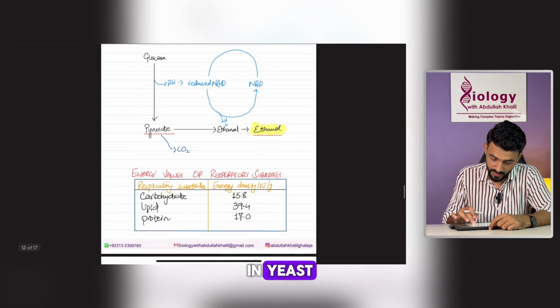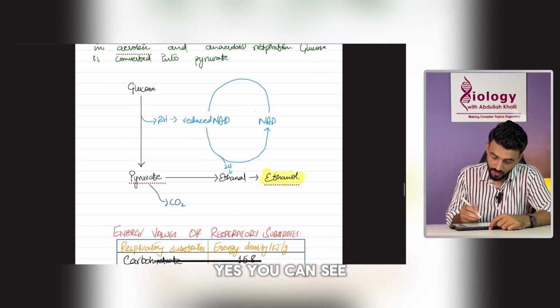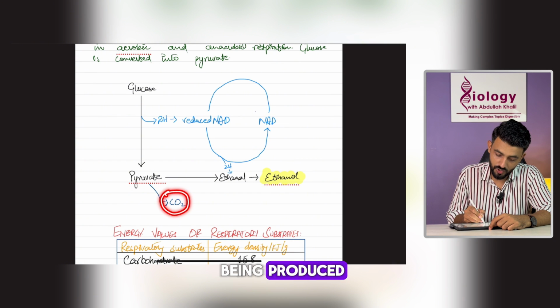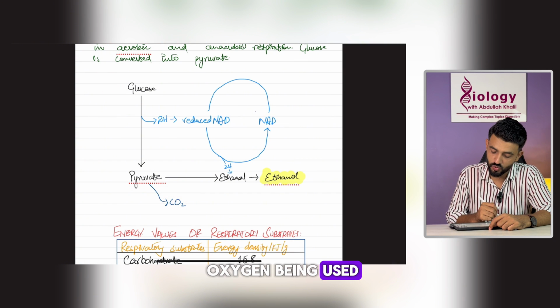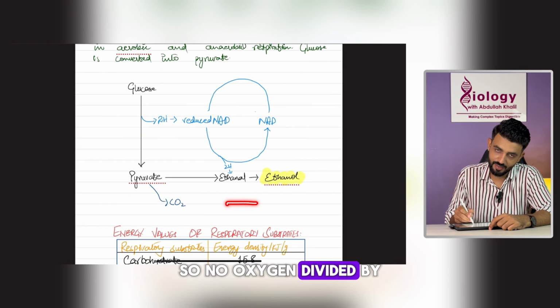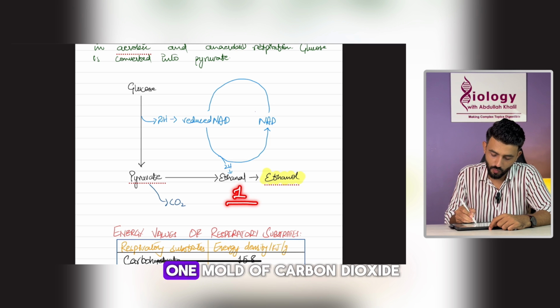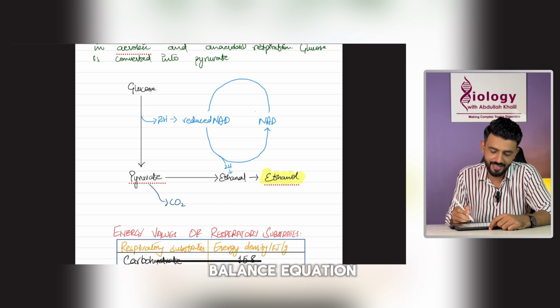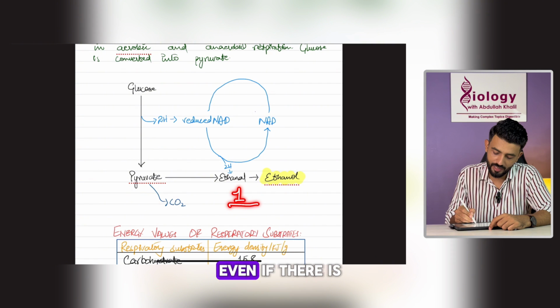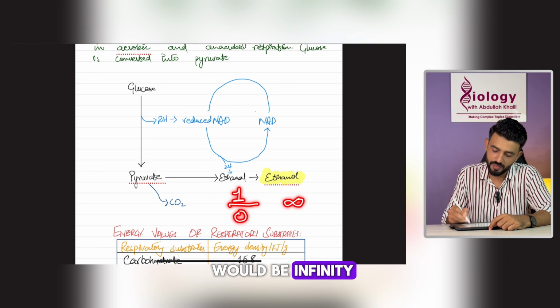So in yeast, yes, you can see that carbon dioxide is being produced, but there is no oxygen being used. So no oxygen divided by, even if there is 1 mole of carbon dioxide. You can use the balanced equation, but I'm just giving you an example. Even if there is 1 mole of carbon dioxide being produced, 1 divided by 0 would be infinity.